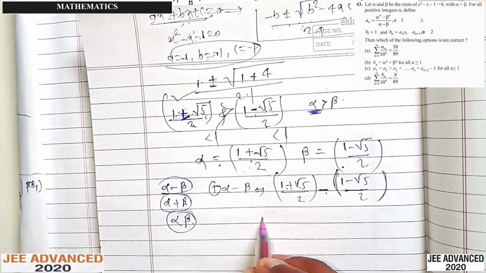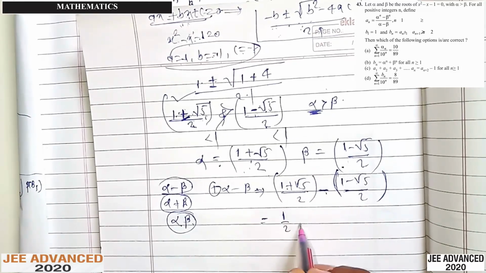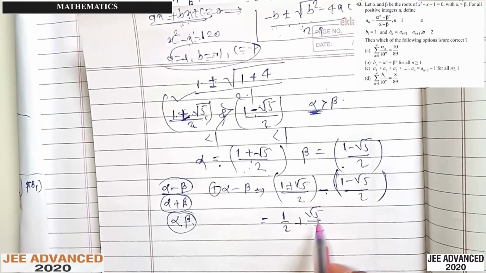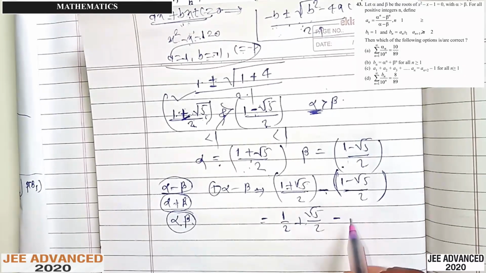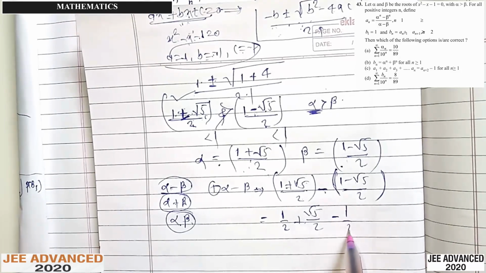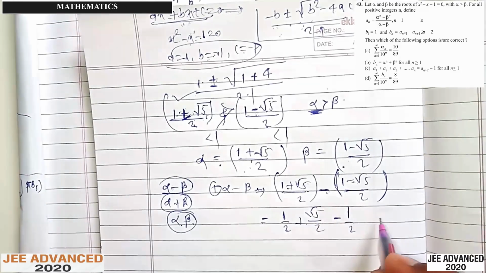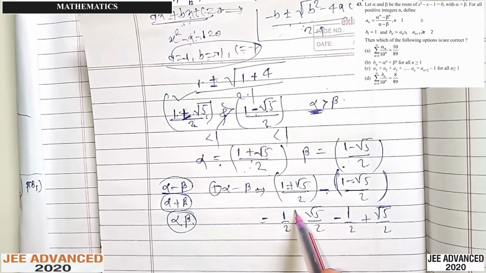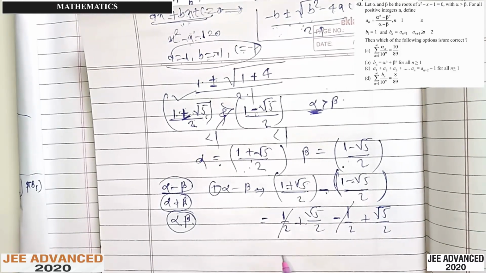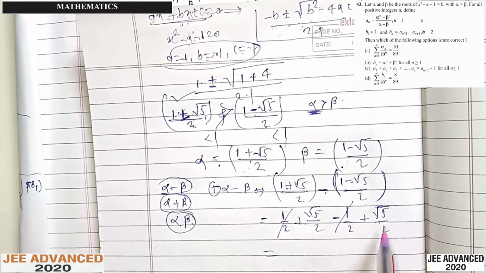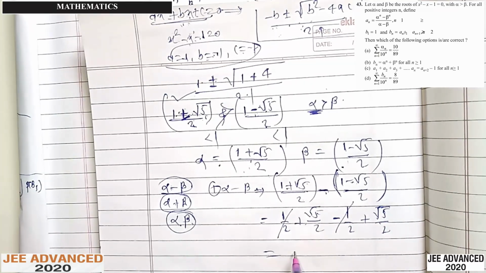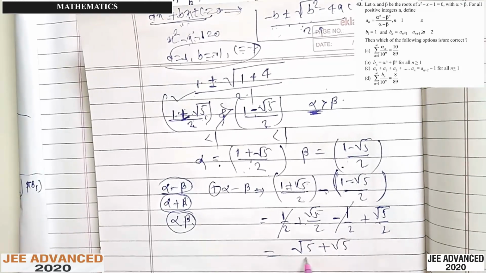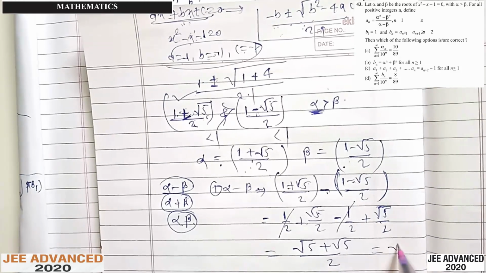So go for the subtraction. 1 plus root 5 by 2 can be written as 1 by 2 plus root 5 by 2, minus the bracket of 1 by 2 minus root 5 by 2. Then the plus 1 by 2 and the negative 1 by 2 get cancelled, and we get root 5 by 2 plus root 5 by 2. That means 2 times root 5 by 2, which is only root 5.